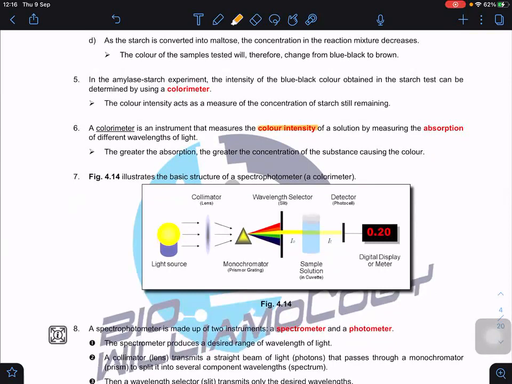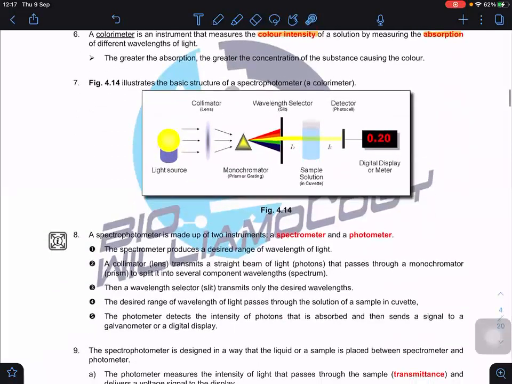What they do is measure the absorption of different wavelengths of light. So the color intensity here can act as a measure of the concentration of the starch that still remains. So how does this instrument actually function?